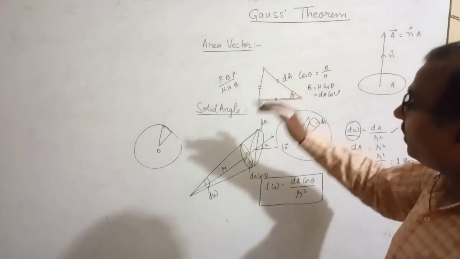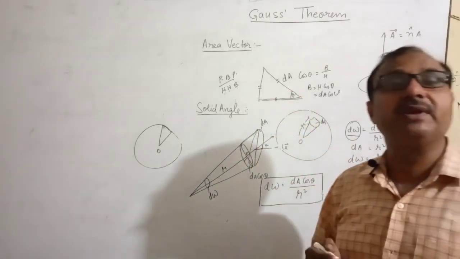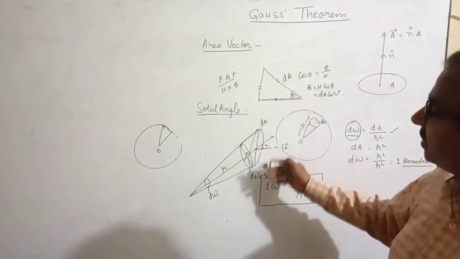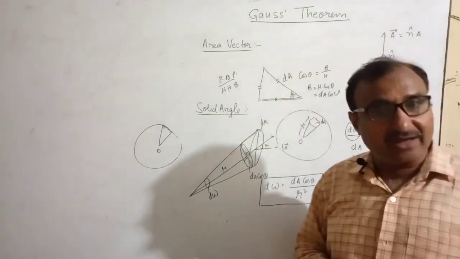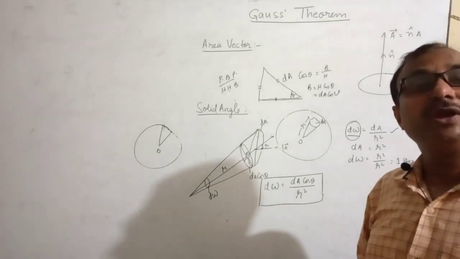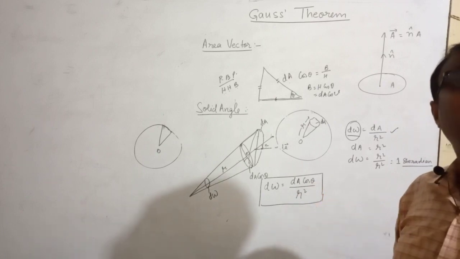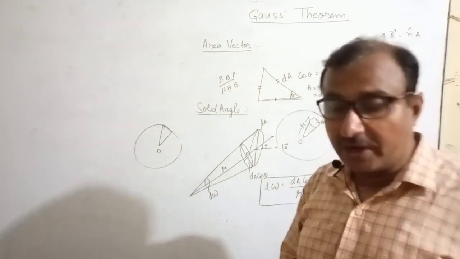When the surface is not perpendicular, that is, making an angle with the perpendicular surface, in that condition the solid angle is d omega equals dA cos theta upon r square. I hope it is clear to you all.